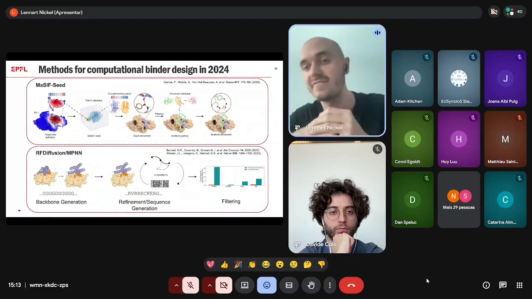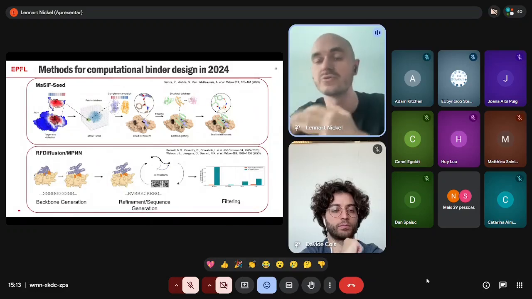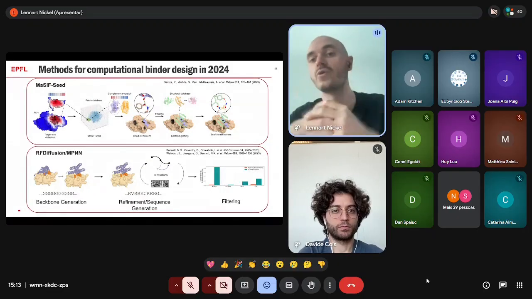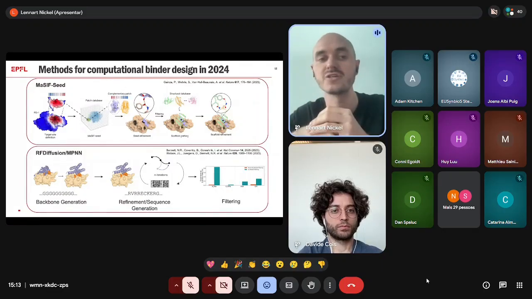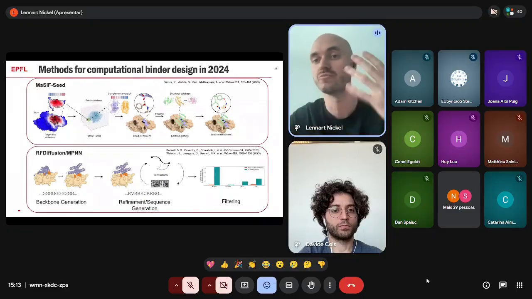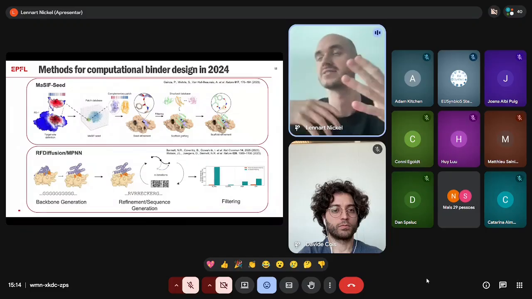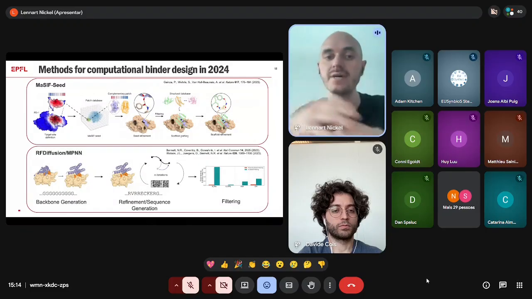One of them was MaSIF. MaSIF was developed by Bruno, which was the reason I came here. The idea was that we can break down the binder-target interaction to a surface problem, where we train a model to describe surfaces as a vector description with geometric and chemical features like curvature, hydrogen bonding, polarity, etc.